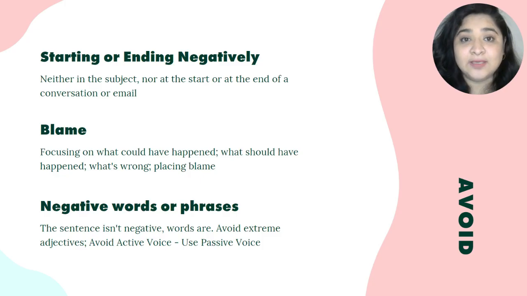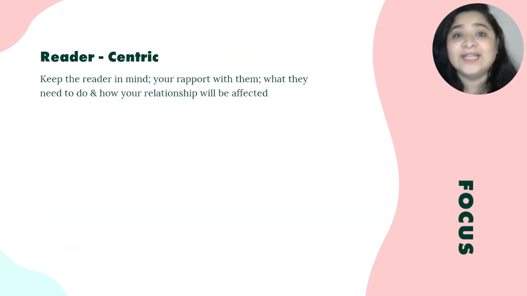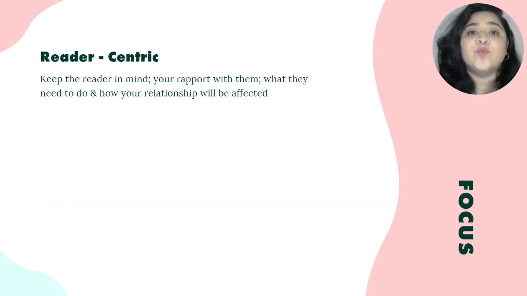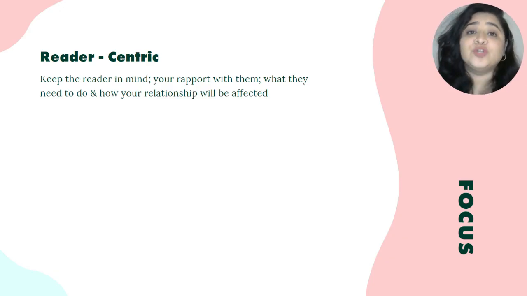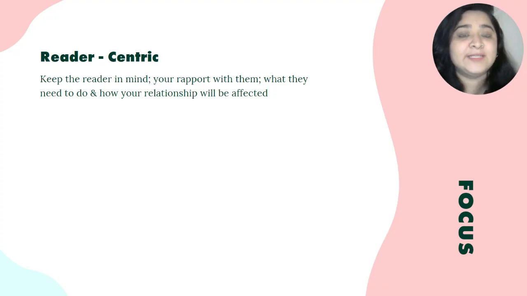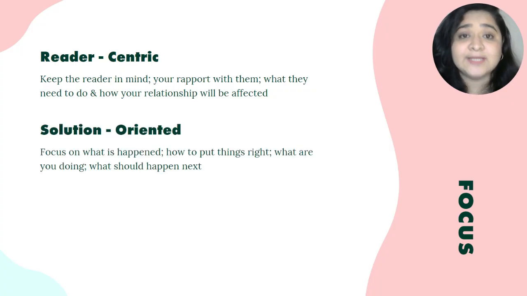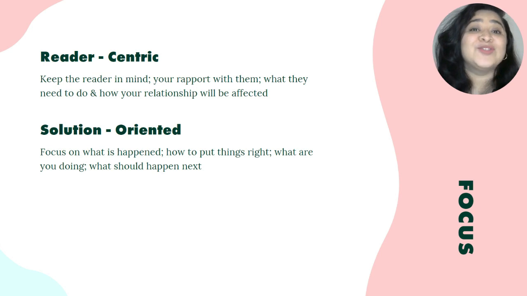Now that we have learned what you should avoid, let's look at what you should focus on instead. We want to focus the message on being more reader-centric, which means that you want to consider whom you're writing this message to, the audience that it is meant for, your relationship with them, your rapport with them, and ensure that it does not get affected. We can do this by also focusing on the solution.